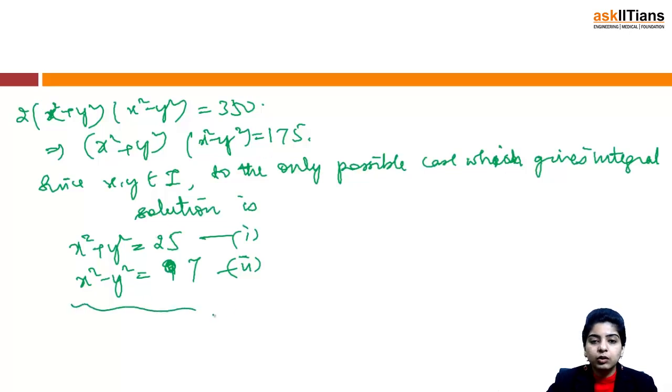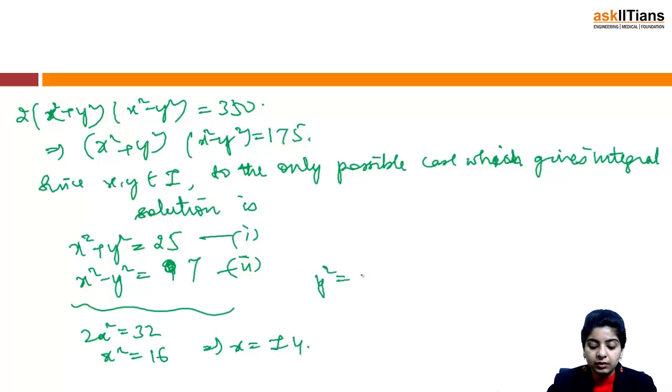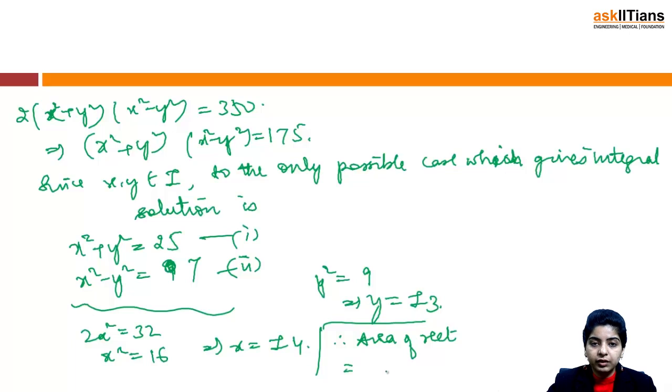So now you just need to solve these two equations. You can add and we get 2x² = 32, so x² is 16, which means x is ±4. Similarly, if you subtract, you get y² as 9, and so y becomes ±3. Therefore, the area of the rectangle, which is what we are required to find, will become 8 into 6, which is 48. So the area of the rectangle is 48.